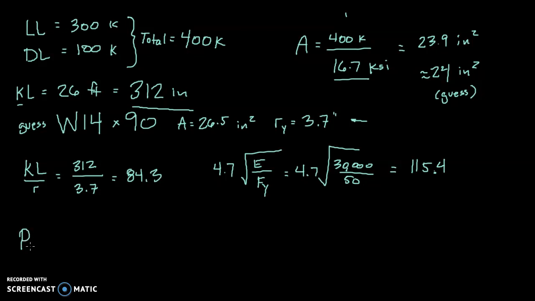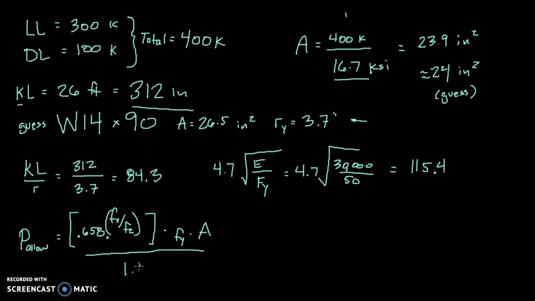So the allowable load is going to be equal to 0.658 to the power of Fy over Fe, and that's an exponent there. My writing is getting a little sloppy here. I should try to be a little neater. Multiplied by the yield stress times the area divided by a factor of safety of 1.67. So we know all of these variables in this equation except for Fe, the Euler stress. So we need to take a moment to calculate that.